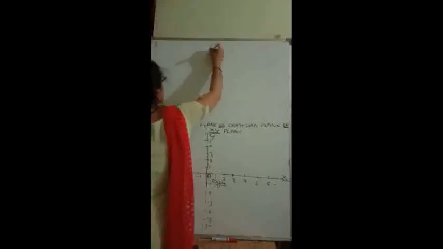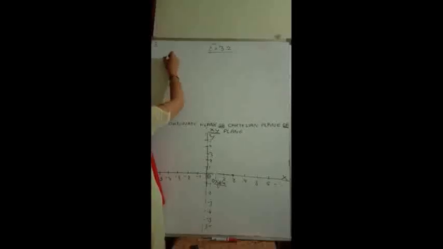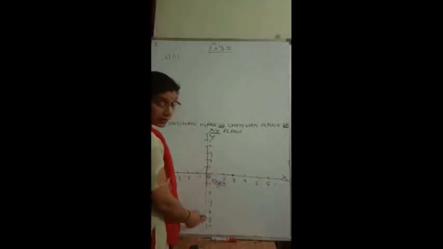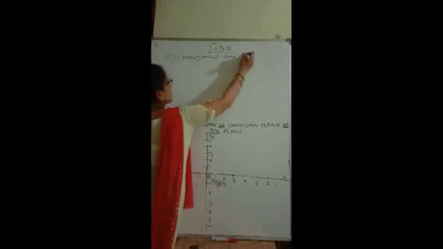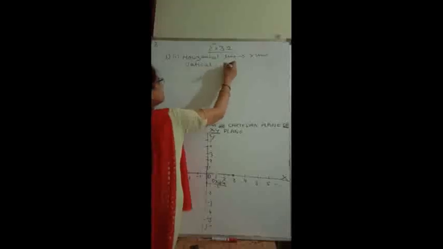So what is exercise 3.2? The first question is, write the answer of each of the following. First part: what is the name of the horizontal and vertical lines drawn to determine the position of any point in a Cartesian plane? What is the name of the horizontal line? X-axis. And in the same way, what is the name of the vertical line? What is the vertical line? Y-axis.